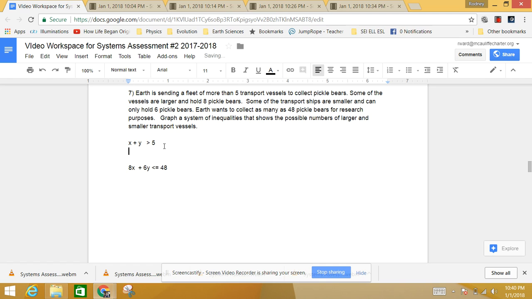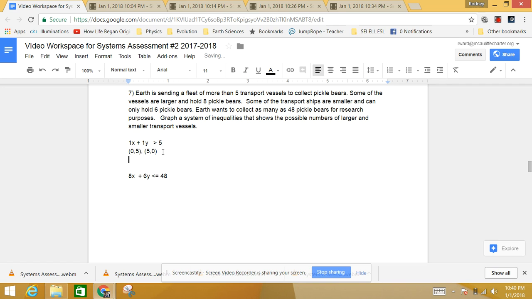So these are both basic standard form structures here. In this case, I have coefficients of 1 and 1. If X were 0, then I'd have Y as greater than 5. So I have a point on my boundary at 0, 5. And if Y were 0, then X would be greater than 5. So I have another boundary point at 5, 0. So those are our Y and X intercepts.